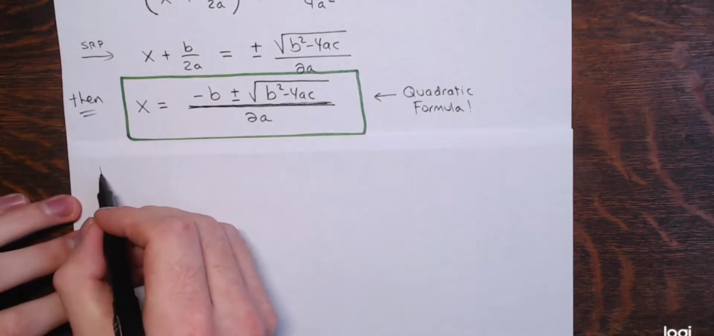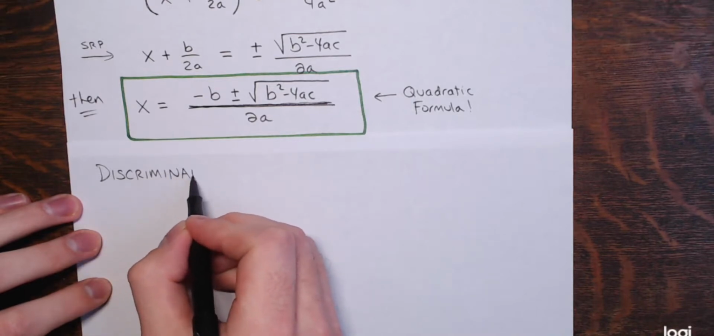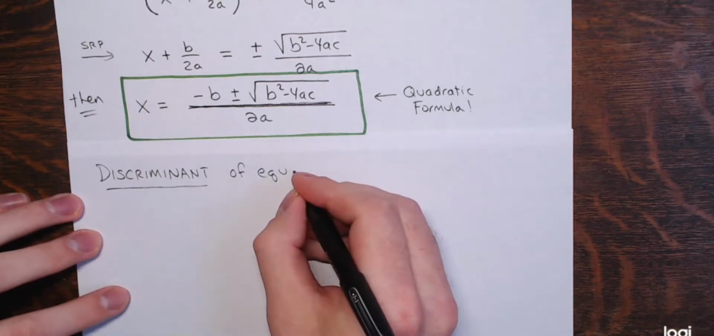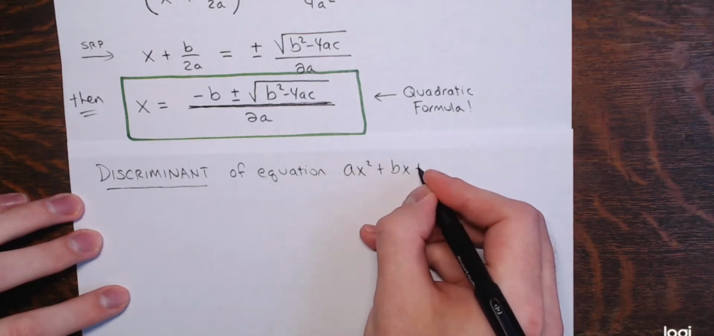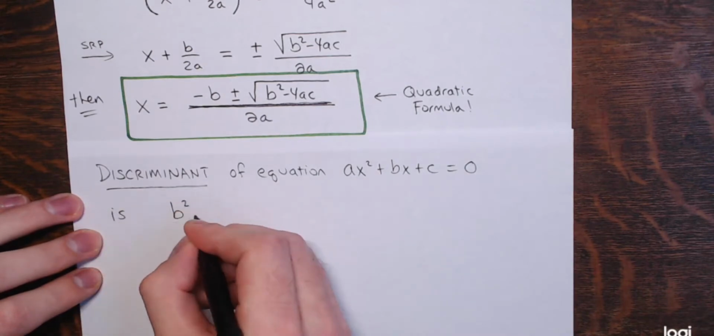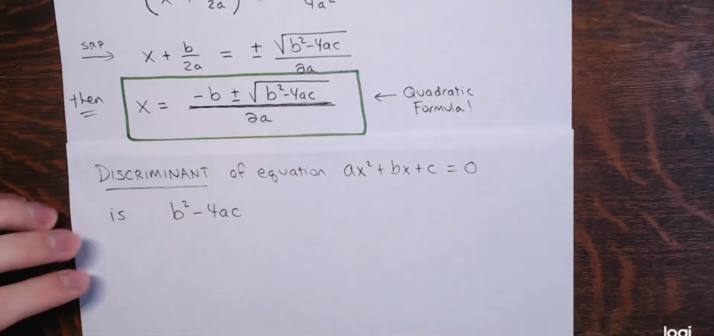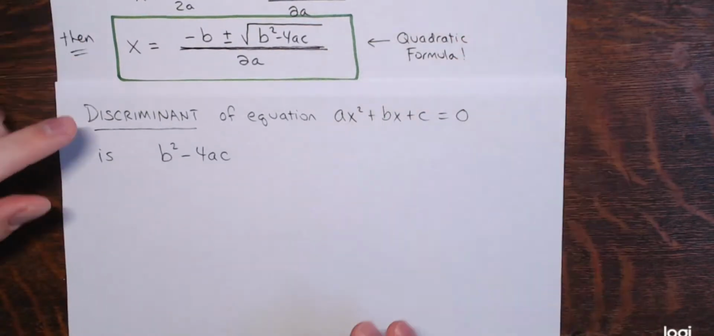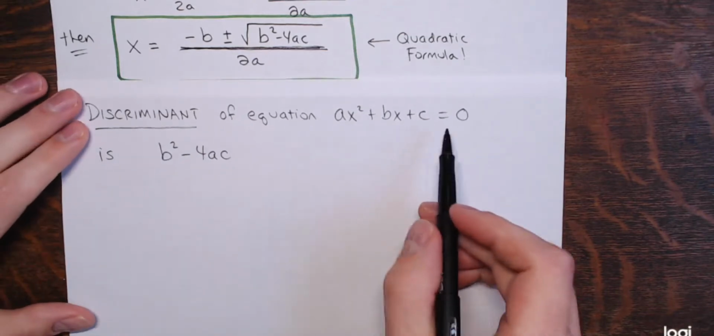So the discriminant of the equation ax squared plus bx plus c equals 0 is b squared minus 4ac. It's the expression that's underneath the square root in the quadratic formula. Now, what does this discriminant tell us about the kinds of solutions this equation will have?